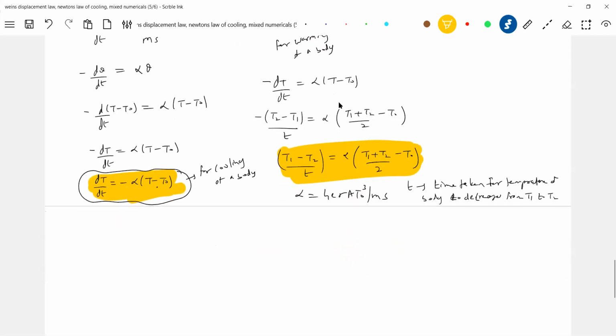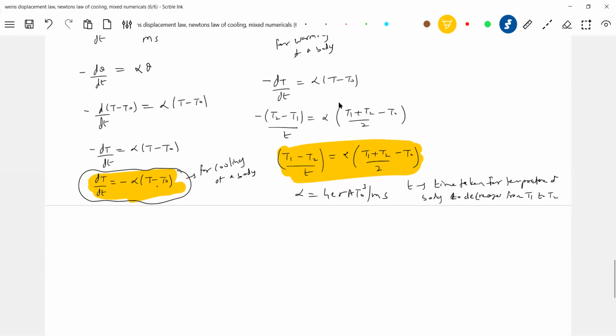Okay, so we are not understanding anything. You brought some formula, something. Okay, let's do one thing. We'll take some numerical itself on Newton's law of cooling.